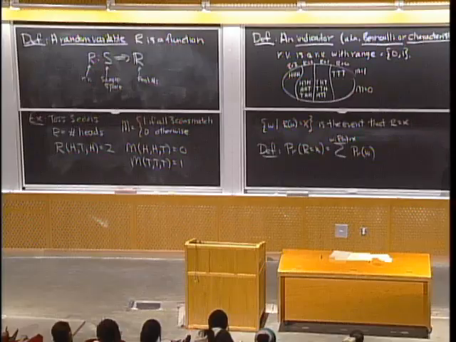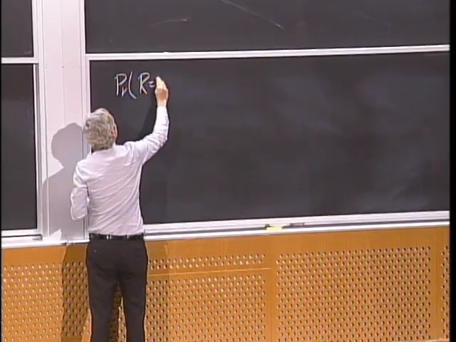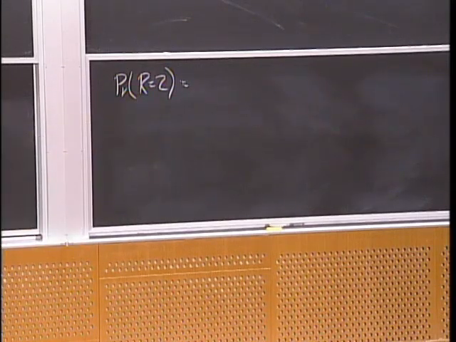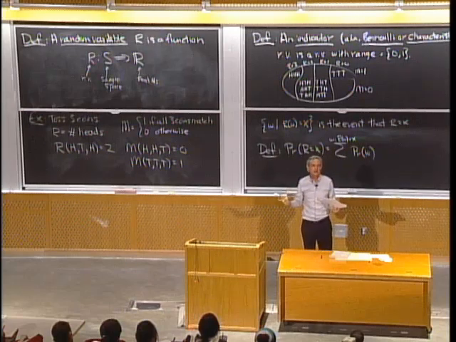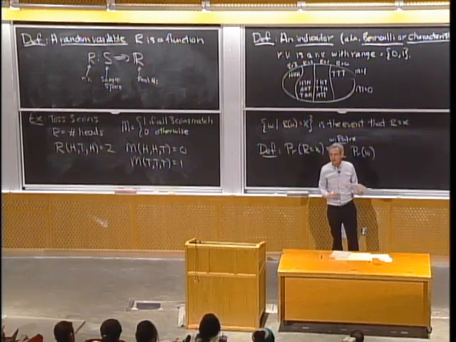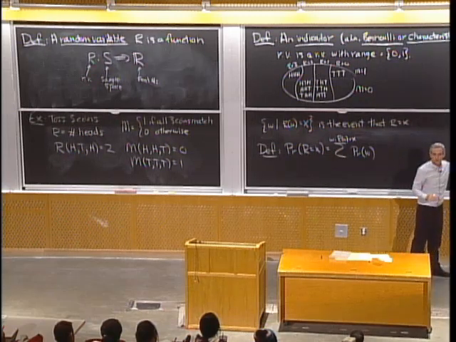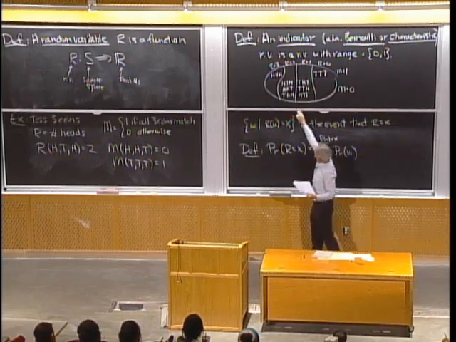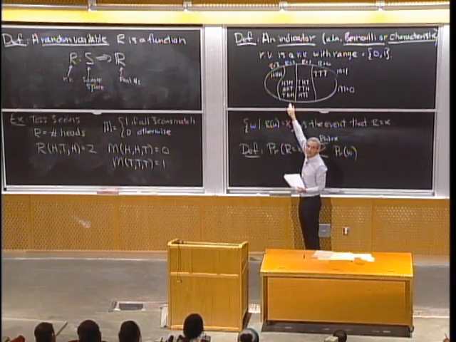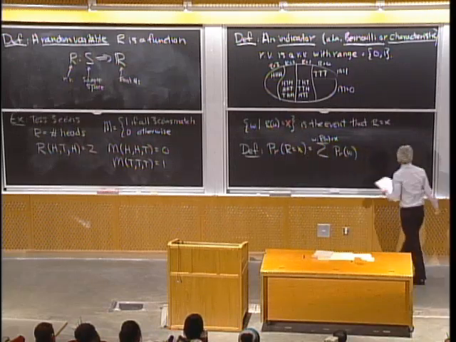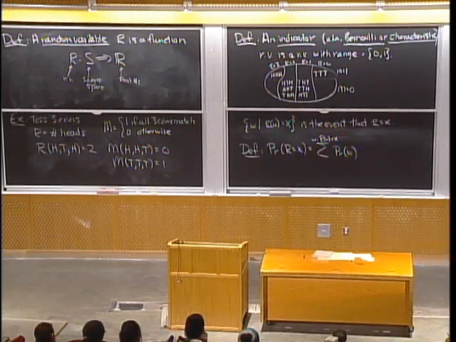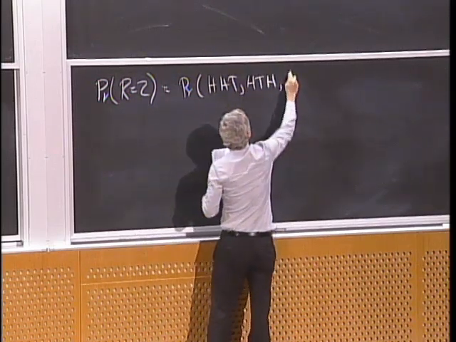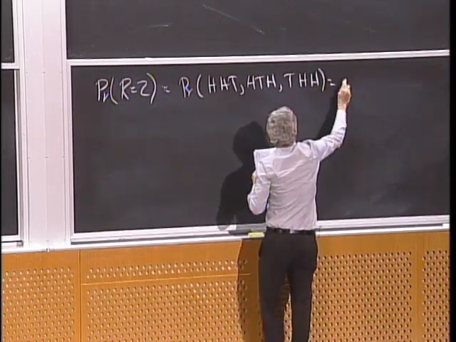So for example, what's the probability that R equals 2 in our case with the 3 coins? We flip 3 coins. Let's say the coins are fair and mutually independent. We probably need to know that. What is the probability R equals 2? 3/8, because you've got 3 outcomes, each with probability 1/8. All right, so by this definition, that would be the same as the probability of heads, heads, tails, heads, tails, heads, tails, heads, heads, and that's 3/8.